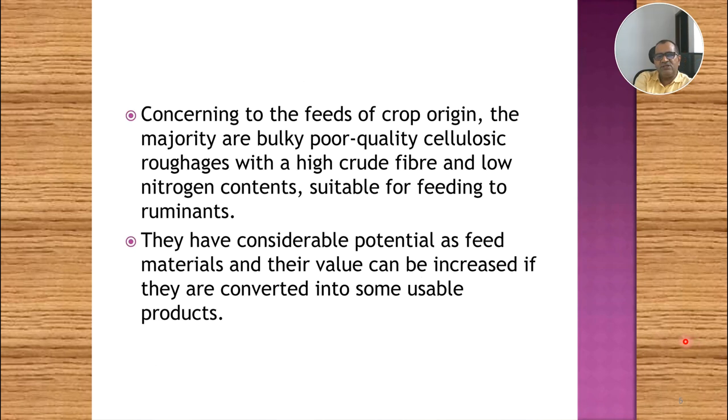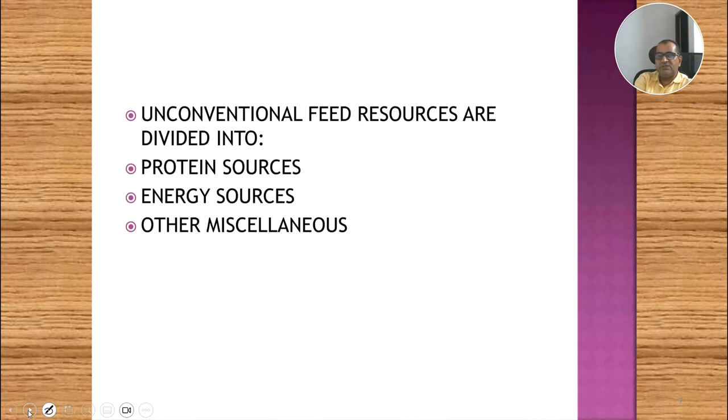Then, concerning feeds of crop origin, we have varieties of crop origin, majorly bulky poor quality cellulose sources with high crude fiber and low nitrogen contents, which are suitable for feeding ruminants. Hence, they have potential as feed materials, and their value can be increased and converted to some usable product whenever necessary. So unconventional feed sources are divided into varieties, especially protein sources, energy sources, and other miscellaneous sources.